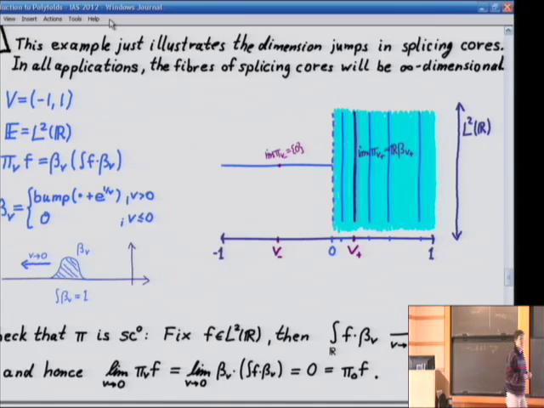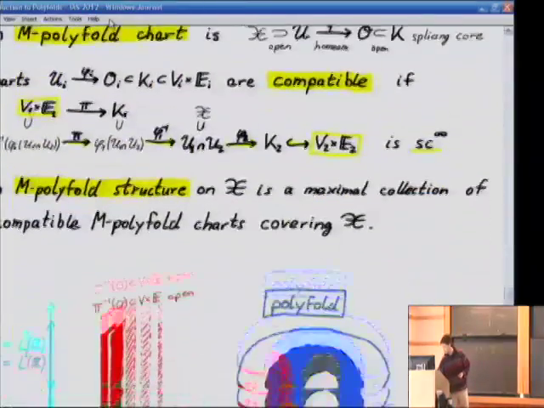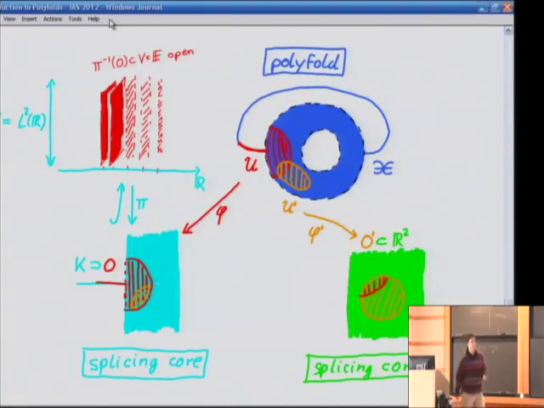So the previous example was an annulus with the curve. It's an open annulus, right? Because in this splicing core, this line here is not there. That's already 0. So my question is, can you give more examples of this nature? I mean, how complicated can you make a picture like this in 2D?